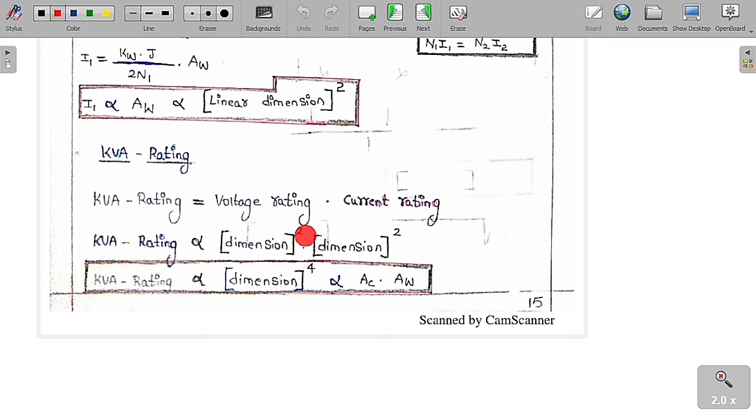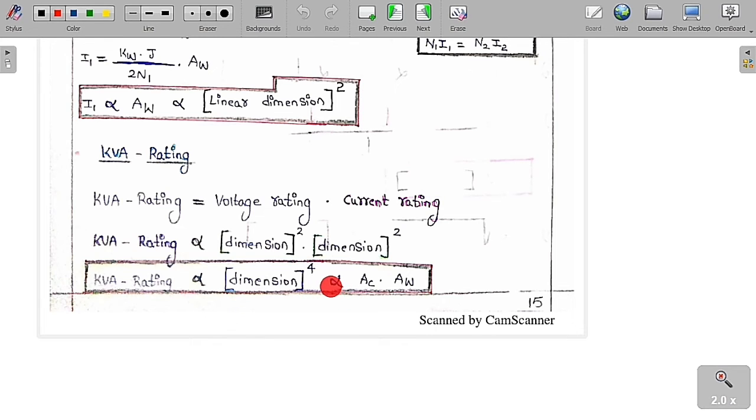So already we know the voltage rating is directly proportional to dimension square, and the current rating is also directly proportional to dimension square. So if we take the product of these two, we get dimension to the power of 4. So we can say simply that KVA rating is directly proportional to AC into AW, which is directly proportional to linear dimension to the power of 4. This is the point that you always have to remember.